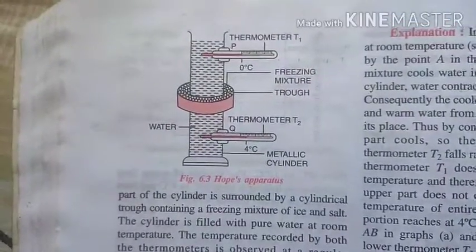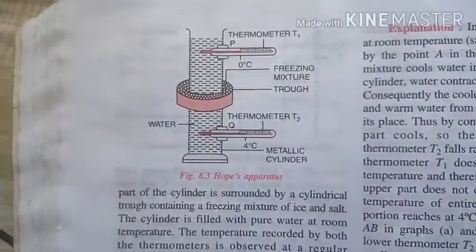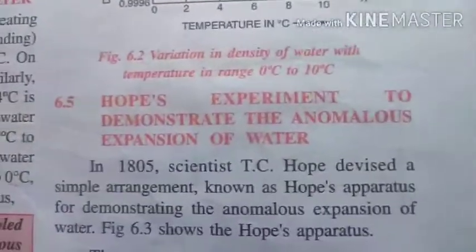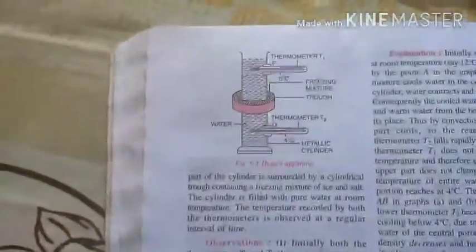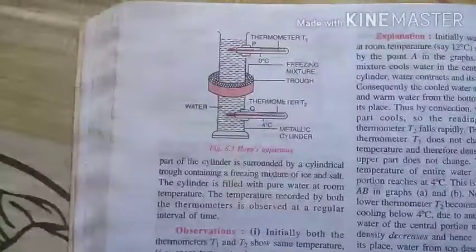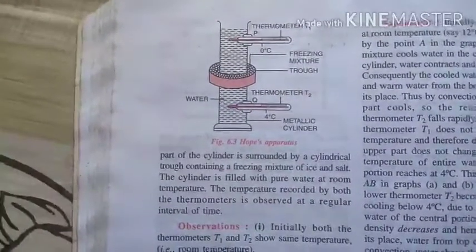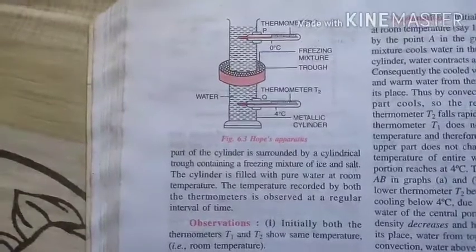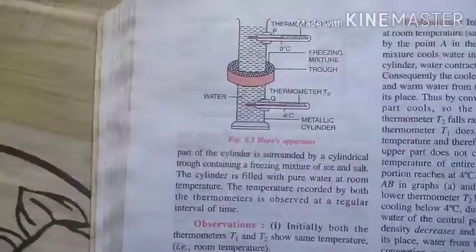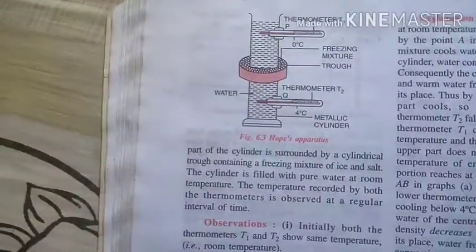Hello students, let me explain Hope's experiment, which demonstrates the anomalous expansion of water. As you know, when we cool water from 4 to 0 degrees Celsius, instead of contracting, it expands. Therefore, it is called the anomalous expansion of water.